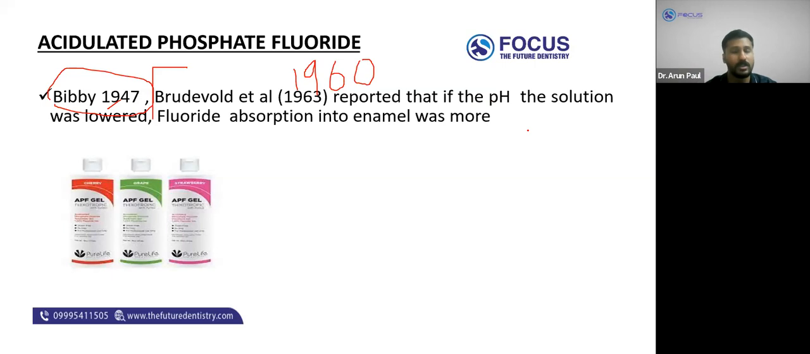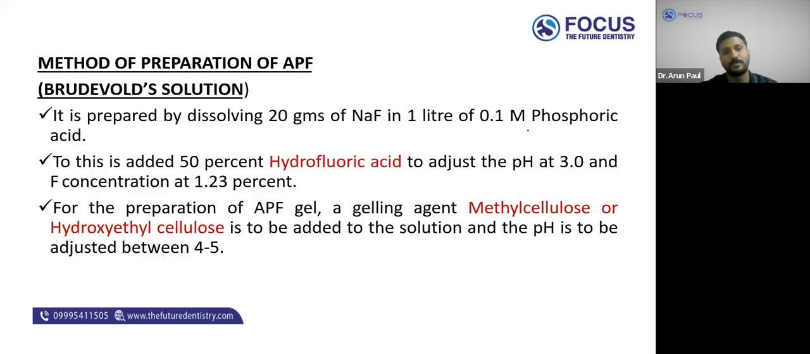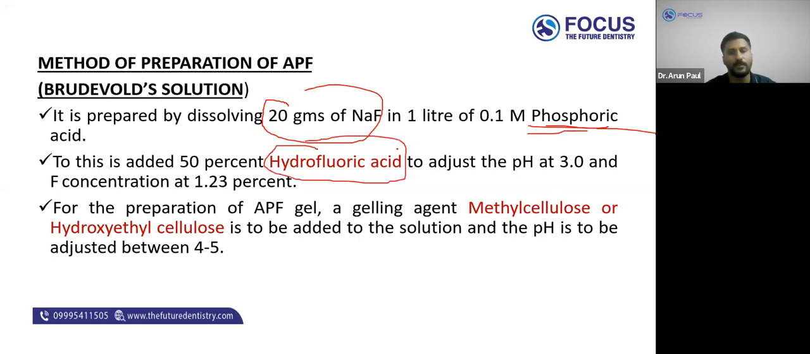When teeth were subjected to in vitro studies, they found that fluoride absorption was higher into the enamel. So based on this inference, they developed a solution called APF. Again, it was 20 grams of sodium fluoride in 1 liter of phosphoric acid. So a new acid was used, that is 0.1 M phosphoric acid. And apart from that, they used one more acid called hydrofluoric acid. This hydrofluoric acid was used to adjust the pH to 3.